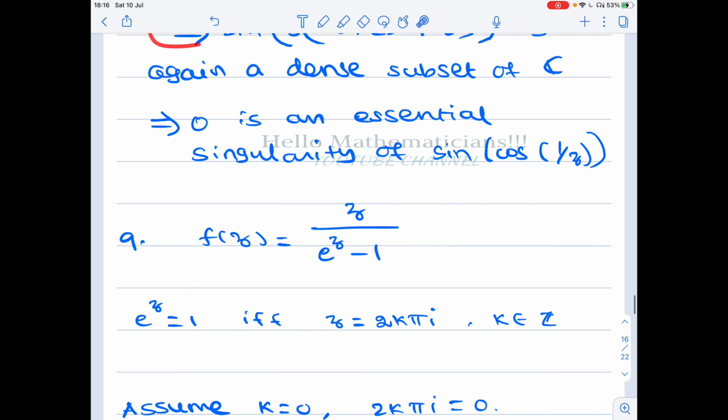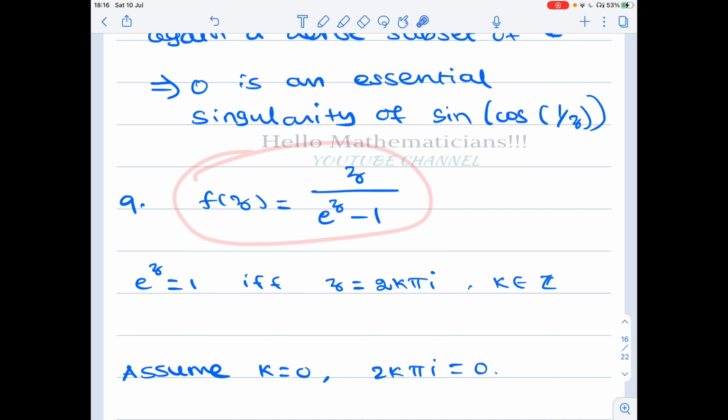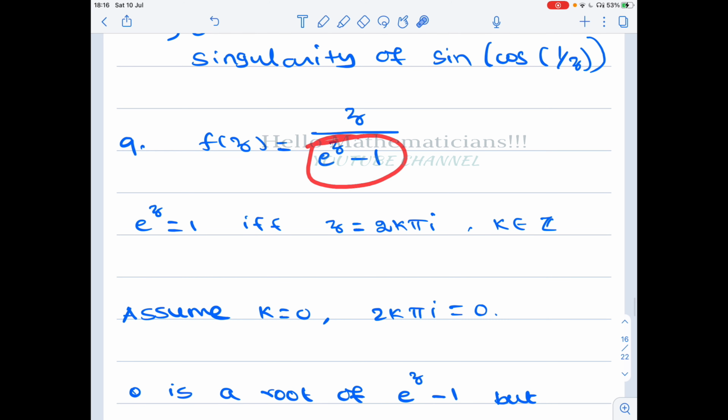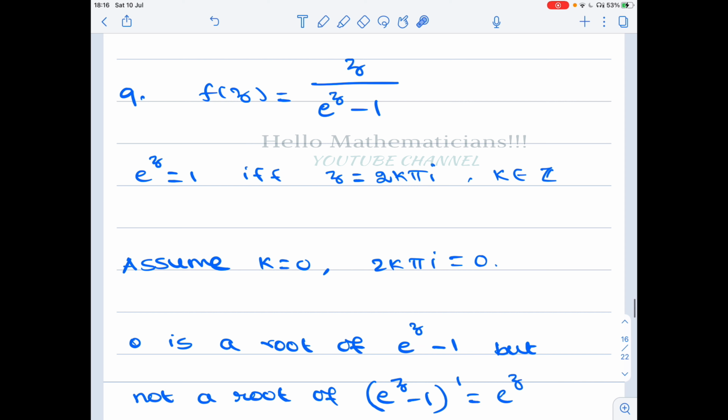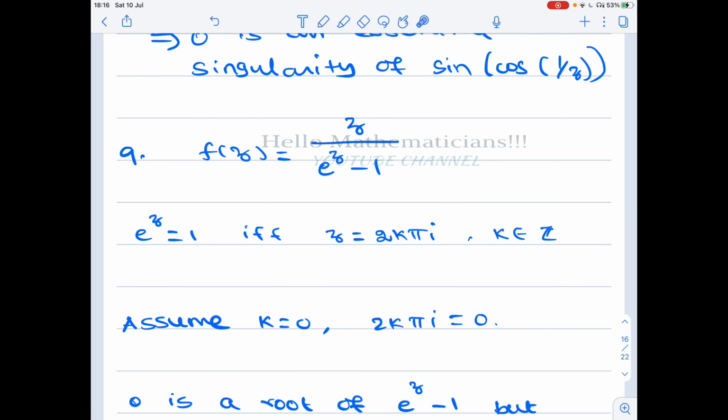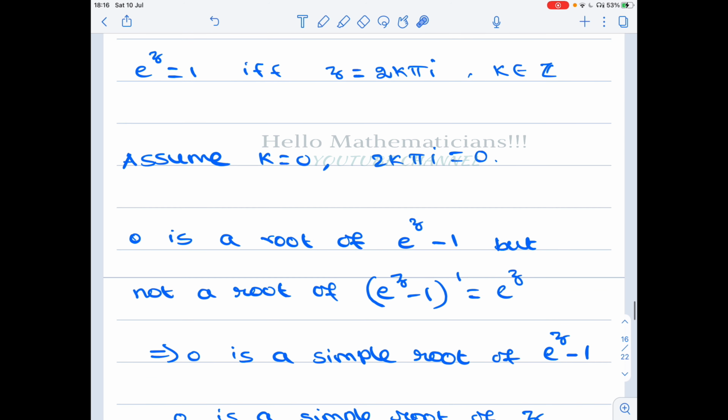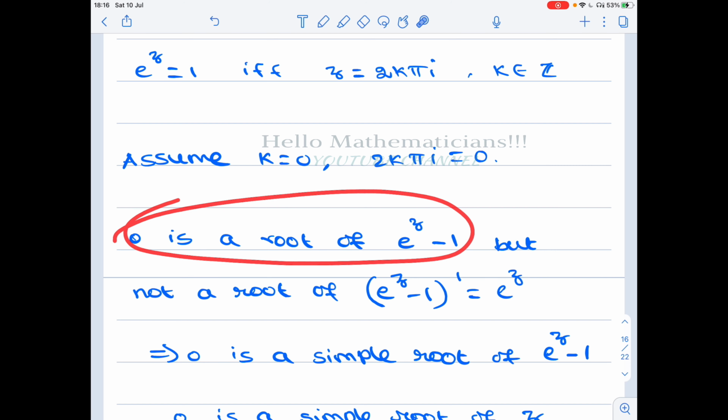Think about it. Now let's look at f of z equal to z over e power z minus 1. Now the denominator vanishes if e power z equals 1, but e power z equals 1 if and only if z equals 2k pi i. Again, we deal with it differently. If k equals 0, then 2k pi i is 0. Now 0 is a root of e power z minus 1, but 0 is not a root of its derivative. The derivative of e power z minus 1 is e power z, and 0 is not a root of e power z. Therefore 0 is a simple root of e power z minus 1.